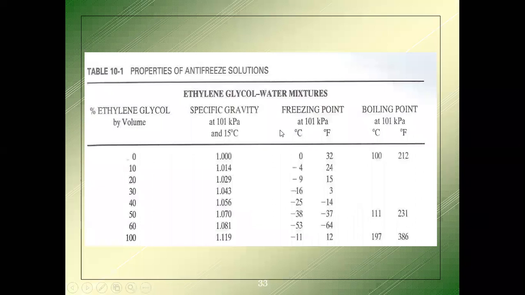Here we can see an antifreeze solution, ethylene glycol by volume, with specific gravity and freezing point, which are important. As we increase the ethylene glycol by volume, the freezing temperature goes on decreasing. At 40% volume, that is 60% water and 40% ethylene glycol, the freezing temperature decreases up to -25 degrees Celsius, and in Fahrenheit -14. The boiling point is around 111. These are the things we should know.